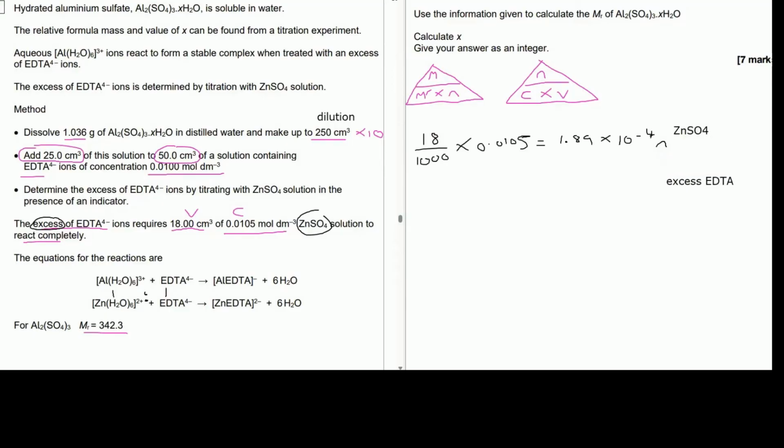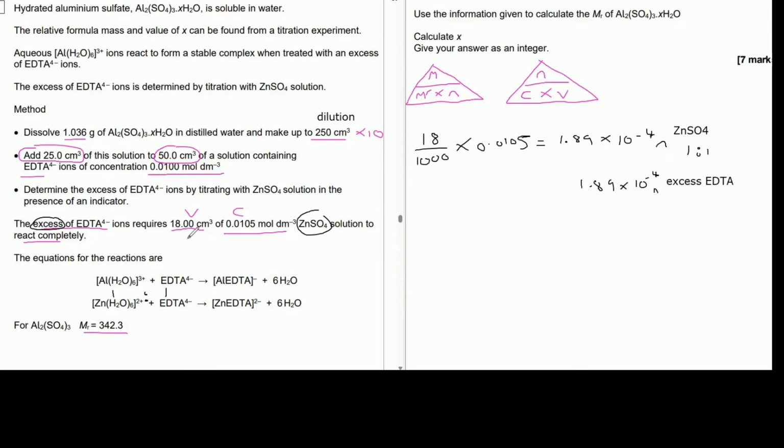And they are actually in a 1-to-1, as you can see there. So because they're in a 1-to-1, that also tells me I have 1.89 times 10 to the minus 4 moles of excess EDTA because they were in a 1-to-1. Now I know the excess EDTA.